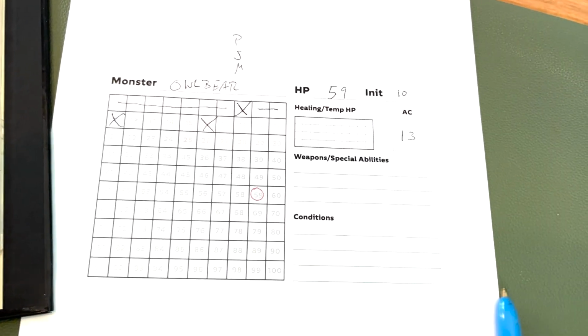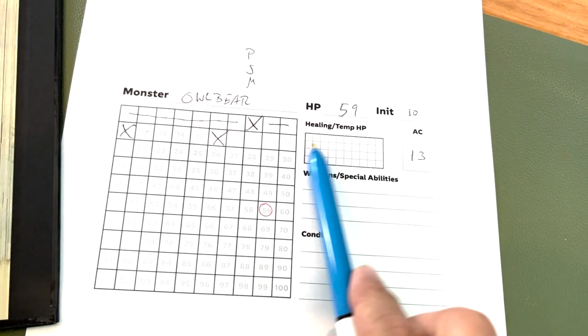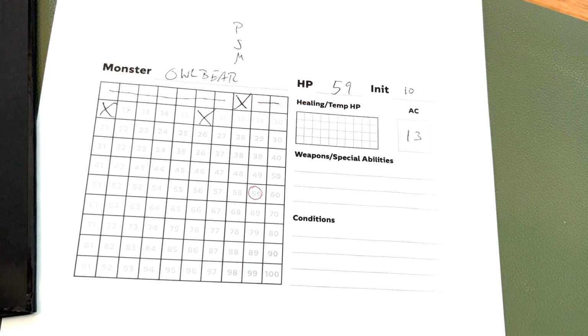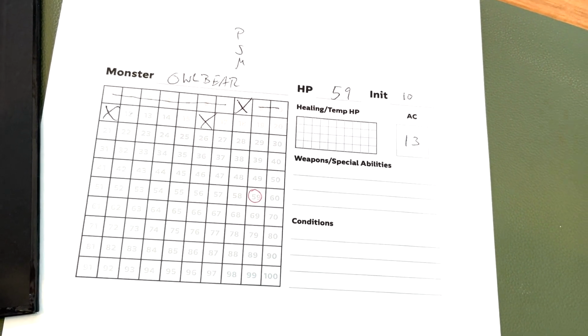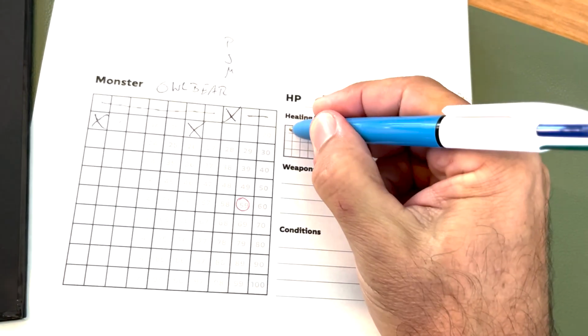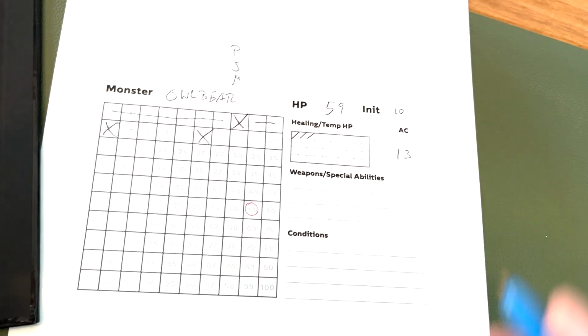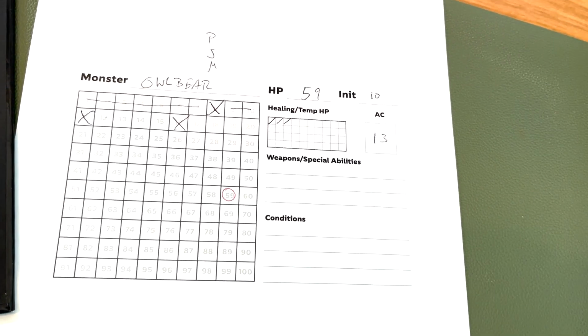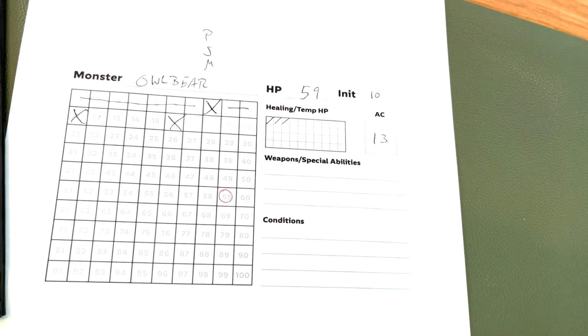The other thing here is you'll notice there's a healing section and a temp hit point section with a bunch of boxes here. So let's say somehow the owlbear gets healed for 3 hit points, right? Instead of tracking it here, you basically ignore this section and you just put 3 slashes like that to indicate that the owlbear now has 3 additional hit points, temporary hit points or healed hit points.